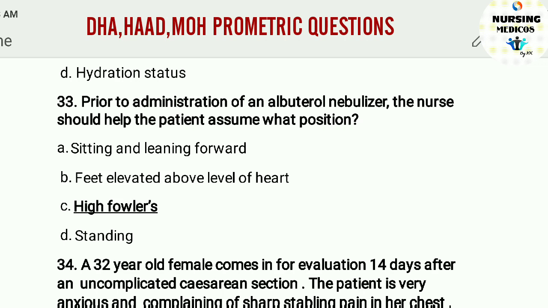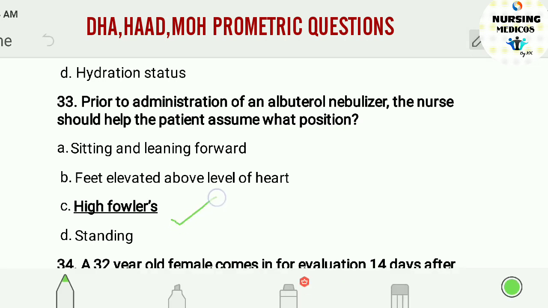Next one is 33. Prior to giving an albuterol nebulization, the nurse should have the patient assume what position? Which position do we have to use? A. Sitting and leaning forward. B. Feet elevated above the level of the heart. C. High Fowler's position. D. Standing position. So we have to give high Fowler's position.